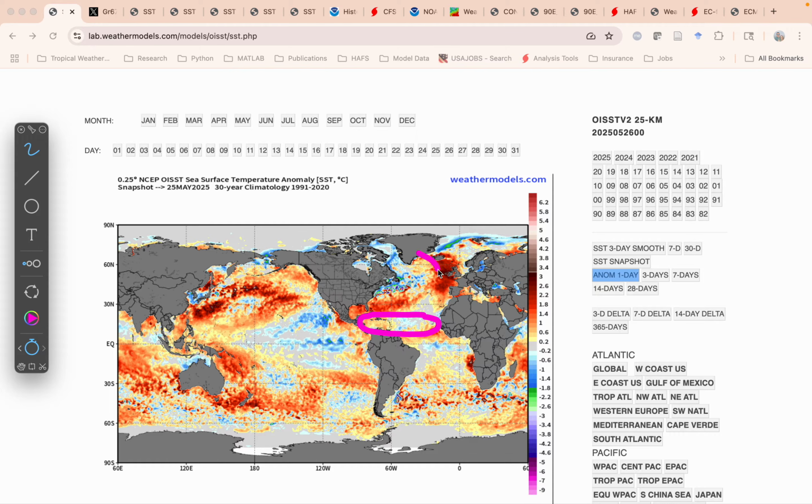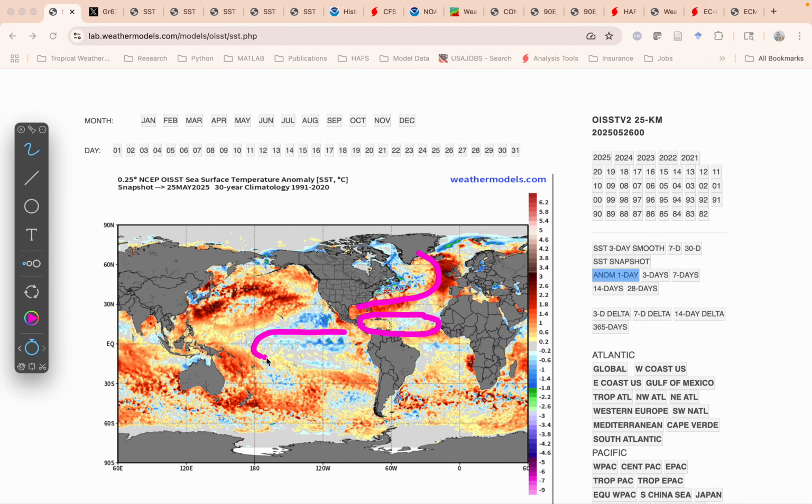We do have this warm horseshoe, but it's displaced north of the area where you'd want to see it for more activity, because when you have warmer SSTs in the subtropics, that tends to suppress activity in the deep tropics a little bit and increases stability here. But it's sort of a mixed look.